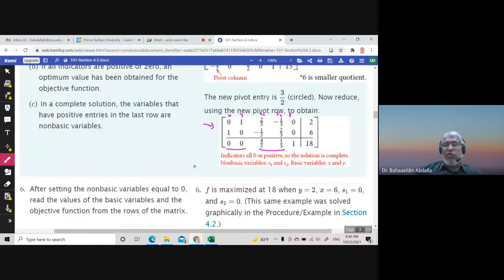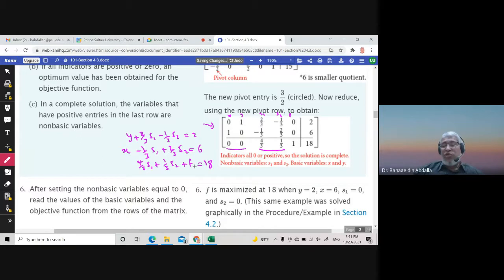So the first equation would be y plus 2 over 3 s1 minus 1 over 3 s2 equals 2. And the second equation would be x minus 1 over 3 s1 plus 2 over 3 s2 is 6. And the last equation is 4 over 3 s1 plus 1 over 3 s2 plus f is 18.